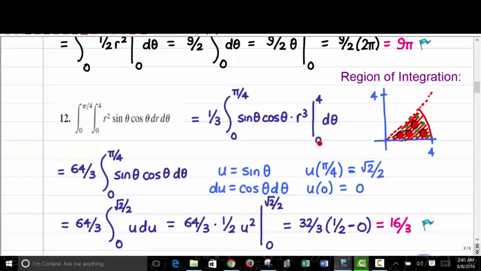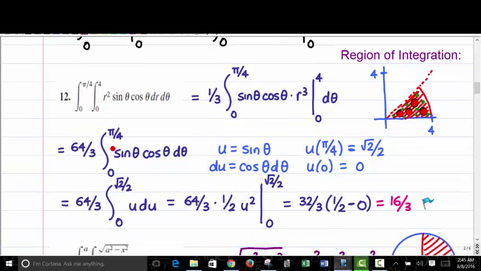0 to 4. And that's going to give me a 64 right there. So bring that out with 64 thirds. Now I have sine times cosine, u substitution. For this one, you could have chosen either one to be u, but I chose sine, so I don't have to worry about it. If you choose cosine, you've got that negative when you take the derivative. So I said, forget that. I don't want to mess with the negative.